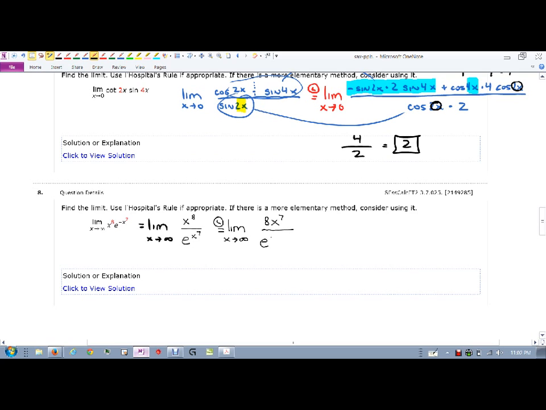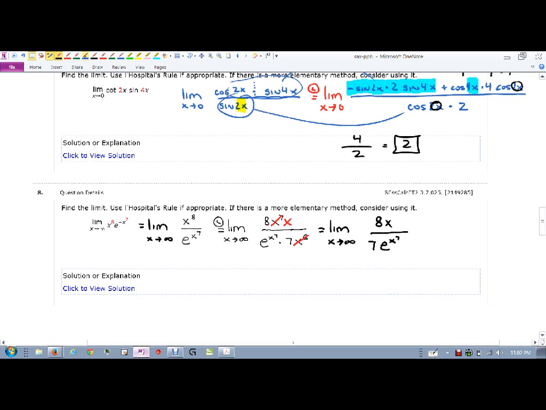Derivative of e to something is itself, times the derivative of what was up there. Derivative of x to the 7th is 7x to the 6th. Now, before I do anything else, let me cancel some stuff here. I've got x to the 6th cancels out with this. I'll still have 1x up here. So I have limit x goes to infinity of 8x over 7 e to the x to the 7th.